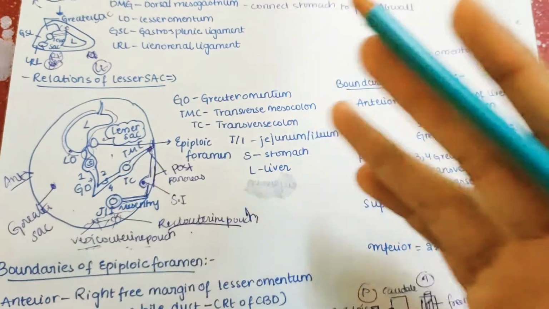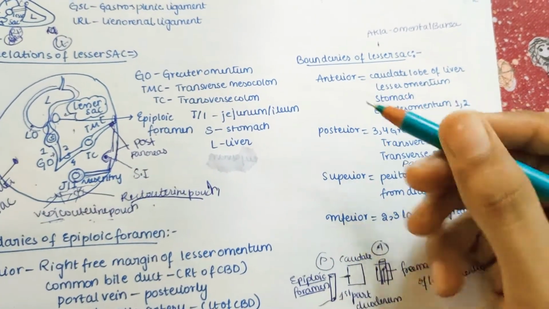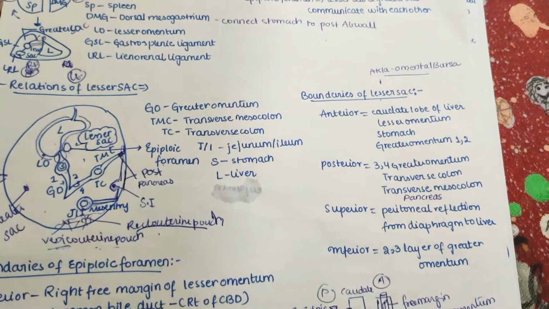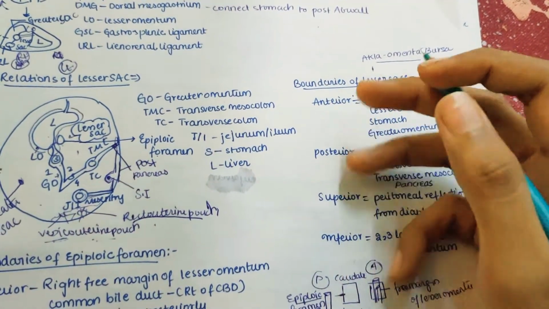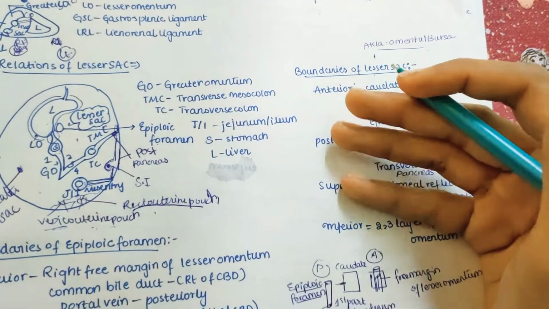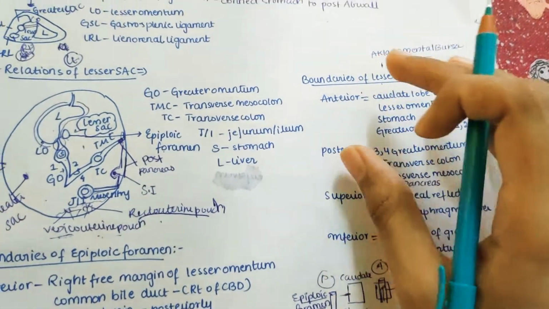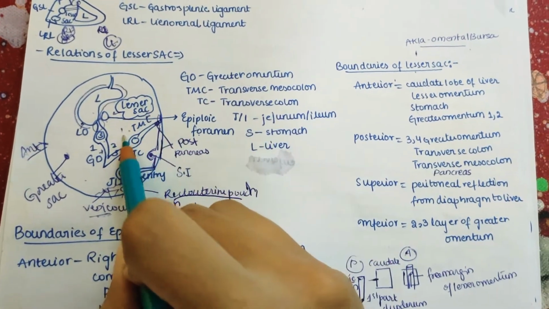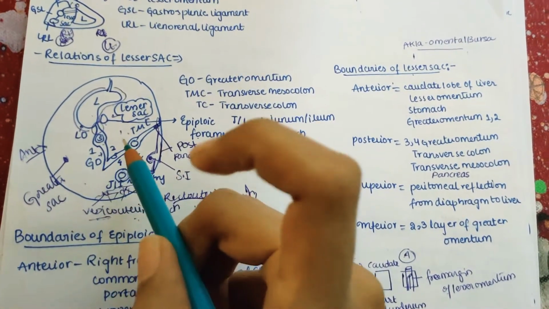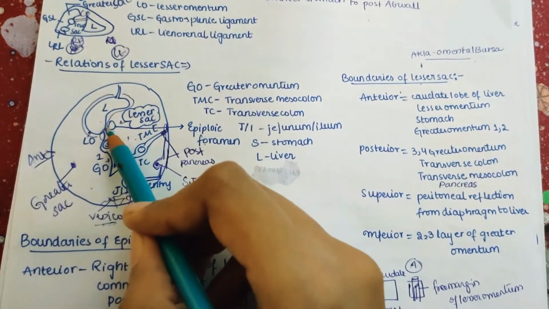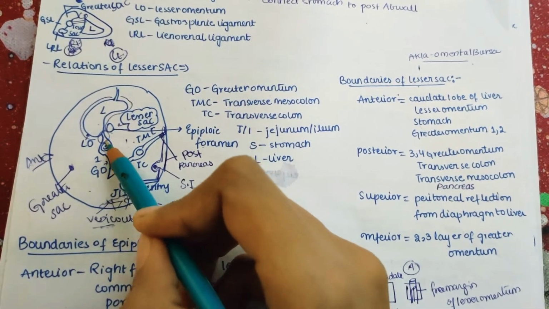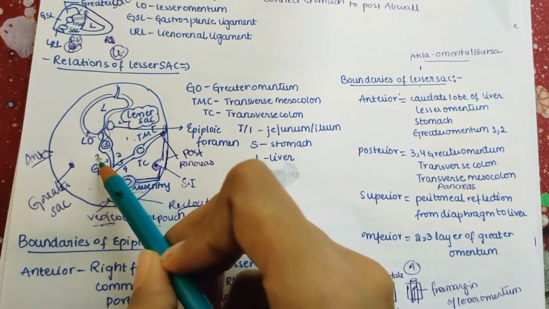Now let us discuss the boundaries of the lesser sac. The lesser sac is also called the omental bursa. This lesser sac has boundaries like anterior boundary, posterior boundary, superior and inferior. We can say everything by means of this diagram. This is the lesser sac. Anterior to it, you will see the caudate lobe of the liver here. This is the caudate part of the liver, and you will see the lesser omentum here, and the stomach. Also you will see the greater omentum first and second layer.